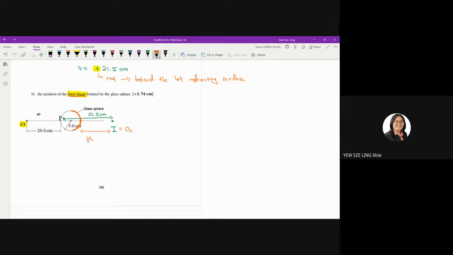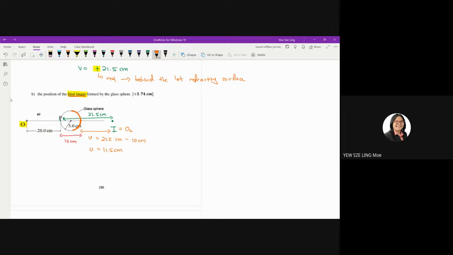So how do we calculate u2? u2 is equal to 21.5 cm minus the diameter of the glass sphere, which is 10 cm. So u2 is equal to 21.5 cm minus 10 cm, which is equal to 11.5 cm. But I'm not going to write it as u2 yet, I'm just going to write it as u.